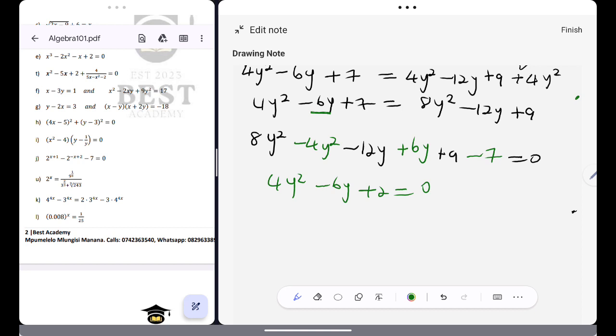The next step, I must make the value of a positive. My a is equal to a positive 4, so I'm okay with that. If possible, make it 1. If I can't make it 1, it's okay as well. In this case, we cannot make a equal to 1 because we'll have fractions, and I don't like working with fractions. Are you together? But I can divide by 2 just to reduce the value of a bit. If I divide every term by 2, I'll have 2y squared minus 3y plus 1 is equal to 0. Are you together?